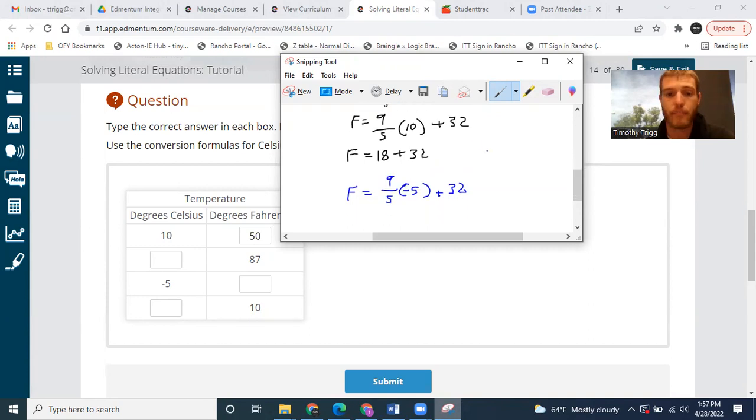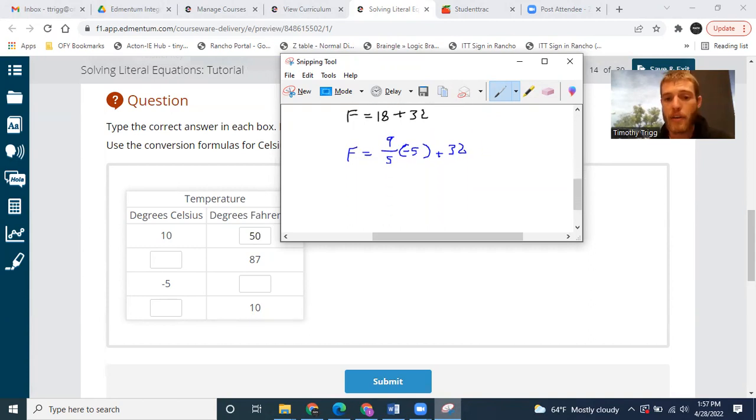In this case, -5. So to multiply 9/5 times -5, we multiply times the top, then divide by the bottom. That'll give us -9, right? -5 times 9 is -45. -45 divided by 5 is -9. Then we have a plus 32 over here. So -9 plus 32 is 23. So in this case, -5 degrees Celsius is the same as 23 degrees Fahrenheit.